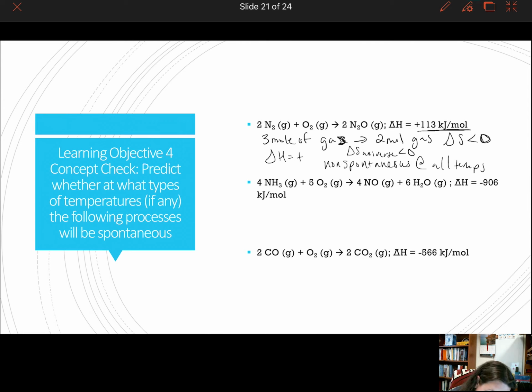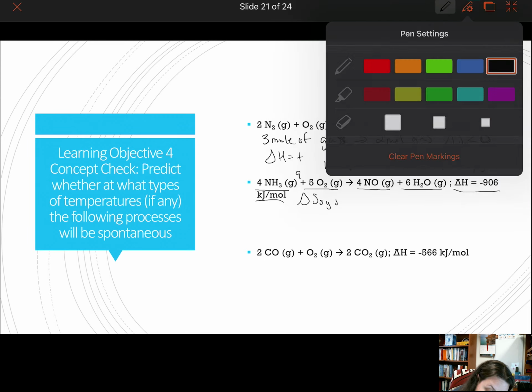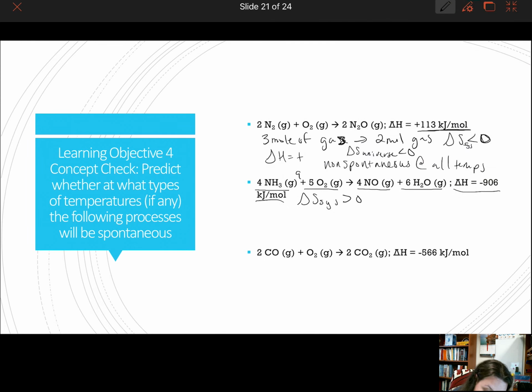We have 4 moles of gas plus 5 moles of gas going to 4 moles of gas plus 6 moles of gas. However, this has a negative delta H. So we would say that our delta S of our system is going to be... wait, wrong side. It's positive because we're going from 9 to 10, so we're increasing our gas molecules. So we have a positive delta S of system.